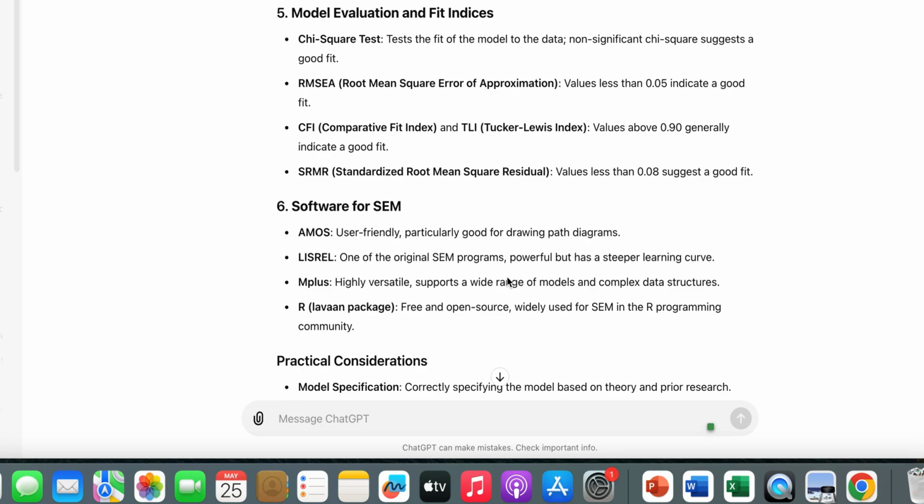RMSEA, root mean square error of approximation. A value less than 0.05 indicates a good fit. CFI, comparative fit index, and TLI, Tucker-Lewis index, values above 0.90 generally indicate a good fit. SRMR, standardized root mean square residual, values less than 0.08 suggest a good fit.